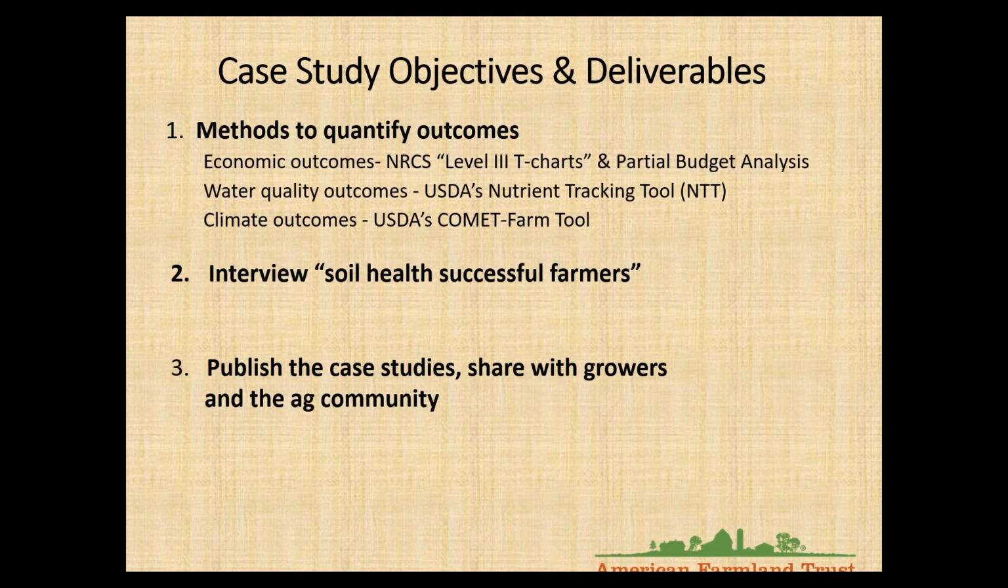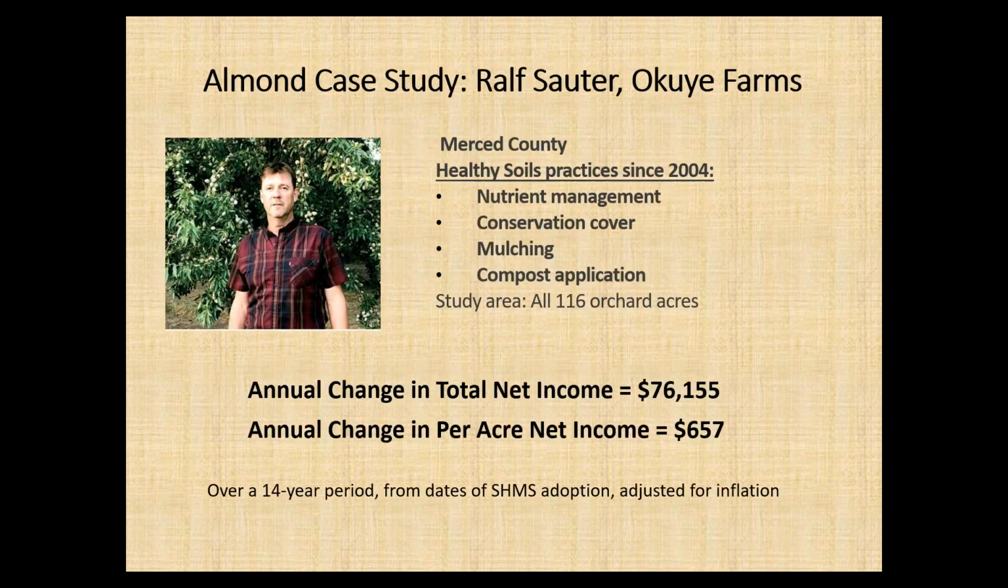So our objectives and deliverables for the case studies: to use methods to quantify outcomes, so economic outcomes with NRCS level 3 T-charts and AFT partial budget analysis method, water quality with the nutrient tracking tool, and climate with the Comet Farm tool. We interview farmers that have adopted soil health practices and are successful at it. We publish the case studies and share that with growers in the ag community.